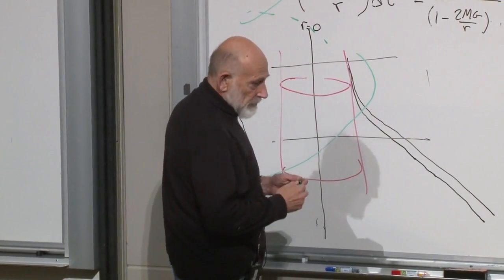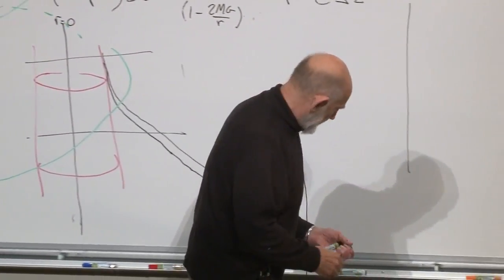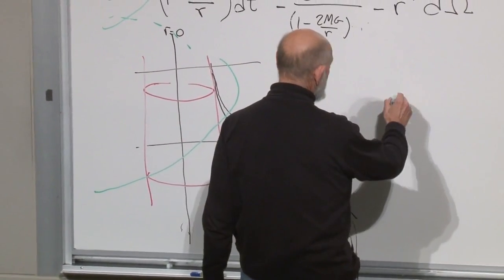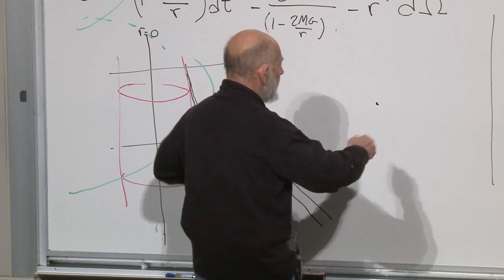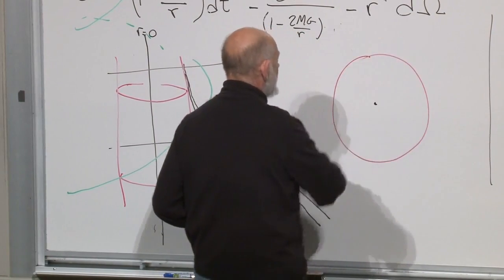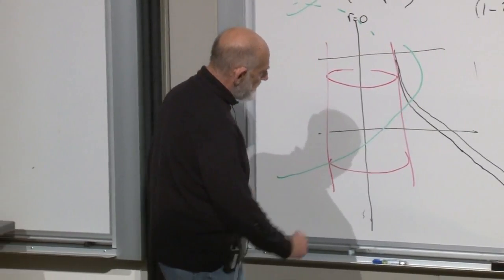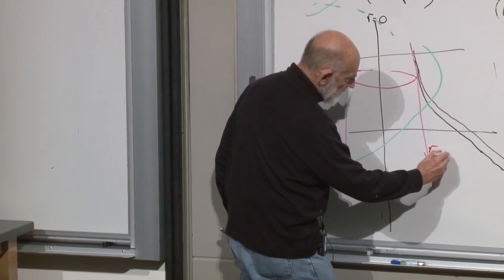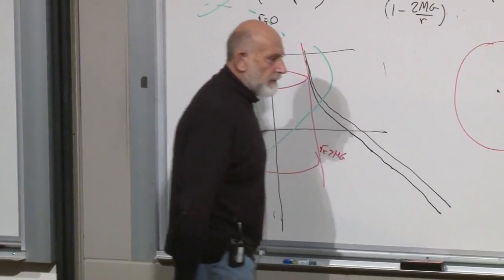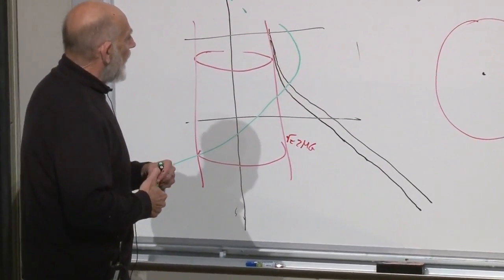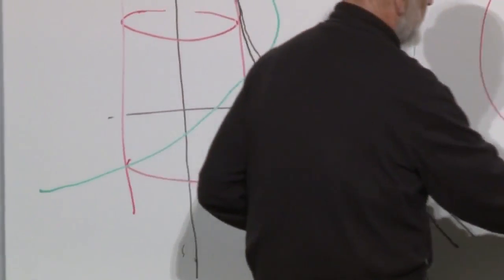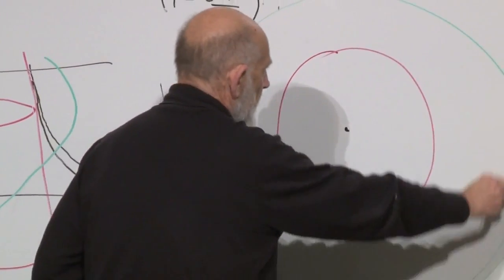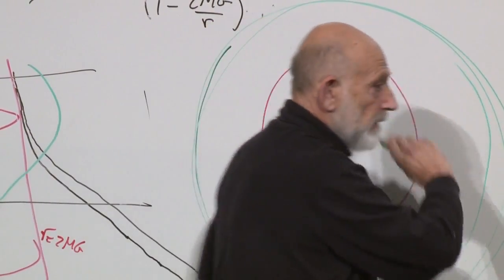So if we were looking down at this thing, if we were looking from the future down at the center, we would see r equals 0. We would see some sort of circle corresponding to the Schwarzschild radius, r equals 2MG, over here. And we would see an orbiting particle going around. And I'll take the case of a circular orbit.